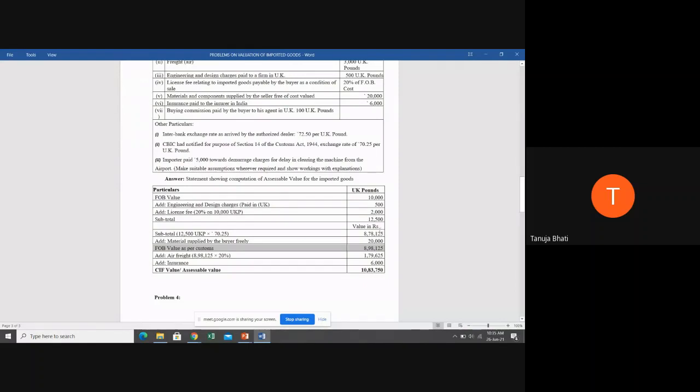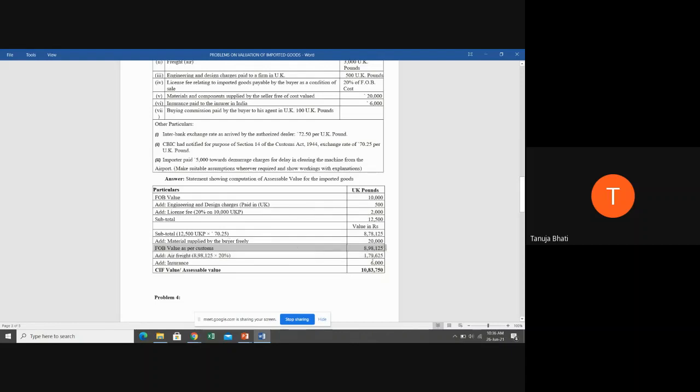Yes, ma'am. Why did I do this separately? If you had directly added the material supplied by the buyer free of cost, 20,000, after the license fee, there would be a mismatch in currency. Half you're adding in UK pounds and half in rupees, which is not correct. So first you bring the UK pounds into rupees and then add the items that have to be added in rupees. Is that clear? Yes, ma'am.